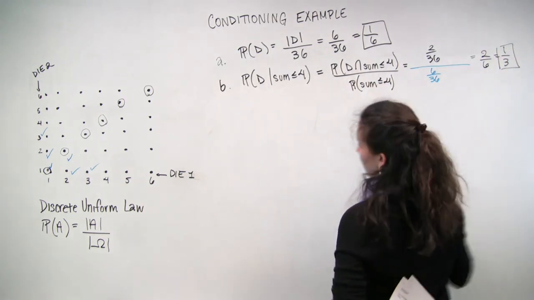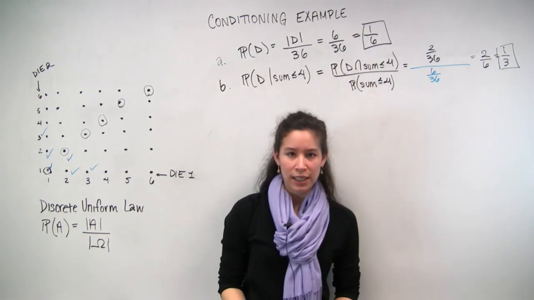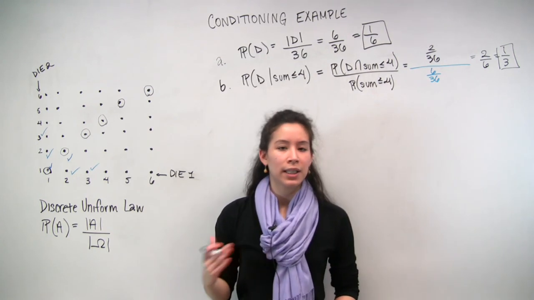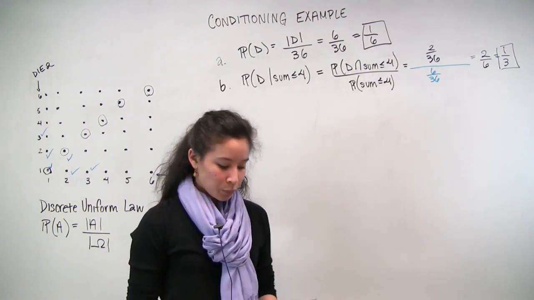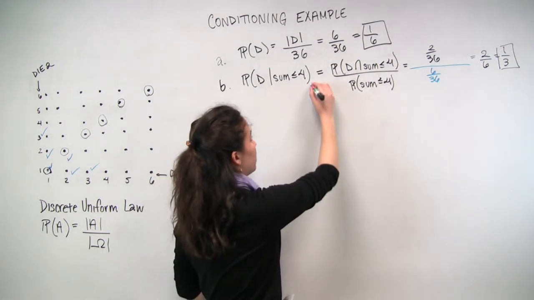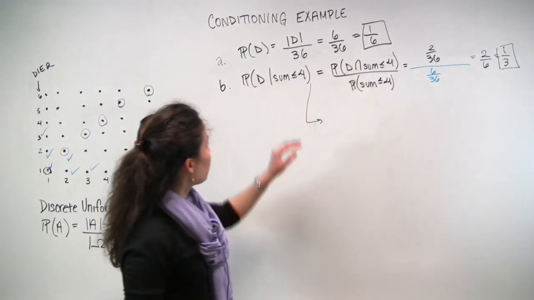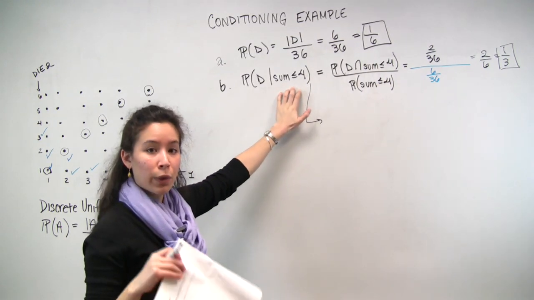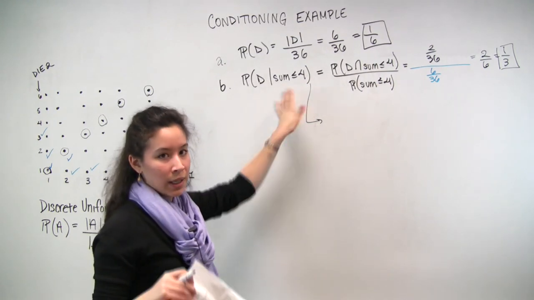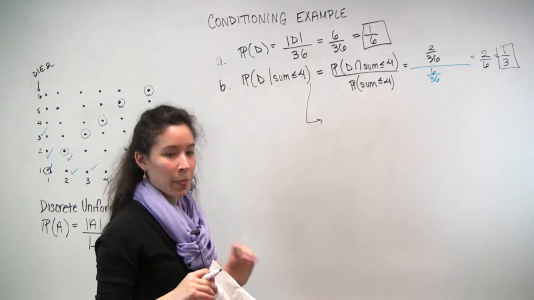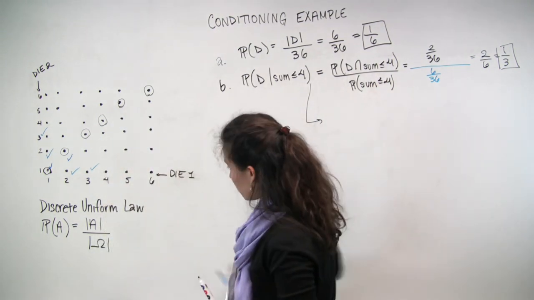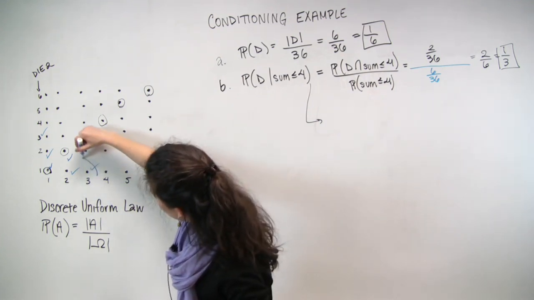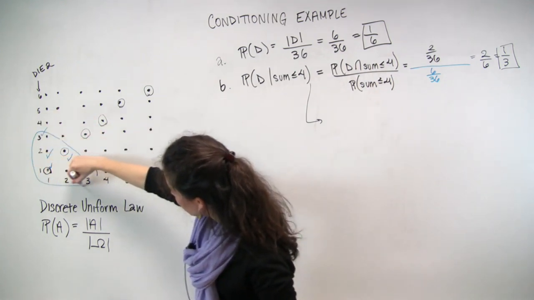So that is one way of solving part B, but I want to take you through a different way, which I think is important, to make sure you really understand what conditioning means. So another way that you can solve part B is to say, okay, we are now in the conditional universe where we know the sum of our results is 4 or smaller. And so that means our new sample space is really just this set of 6 points.